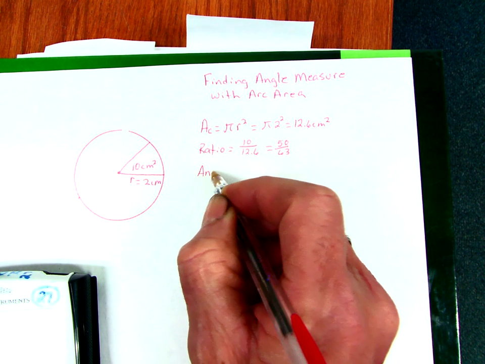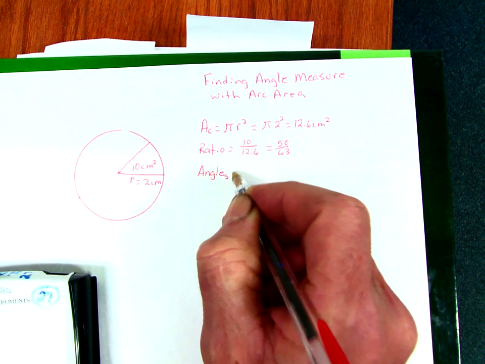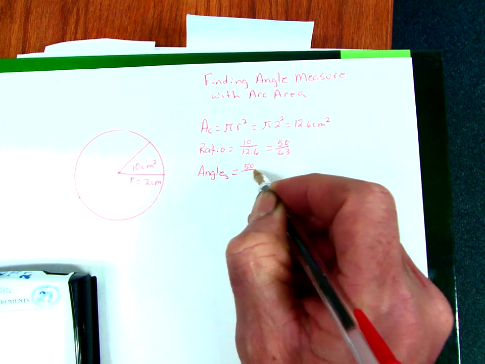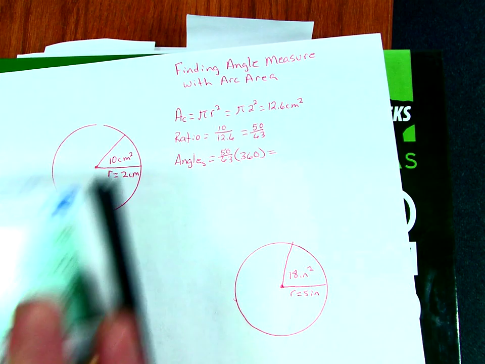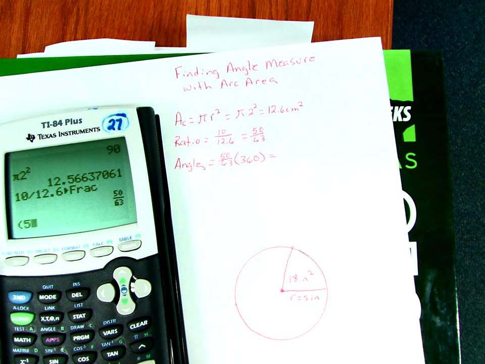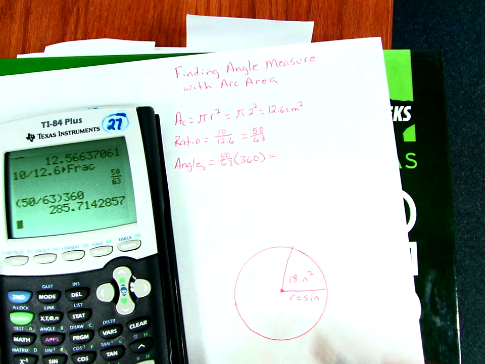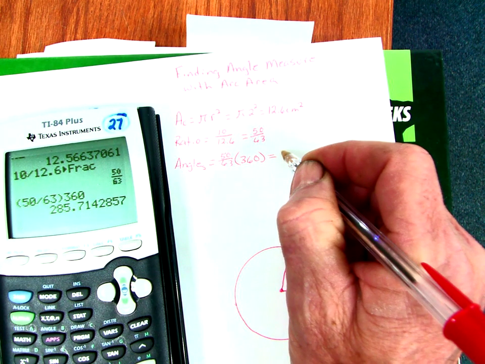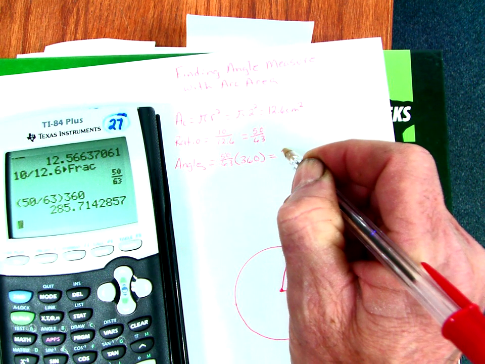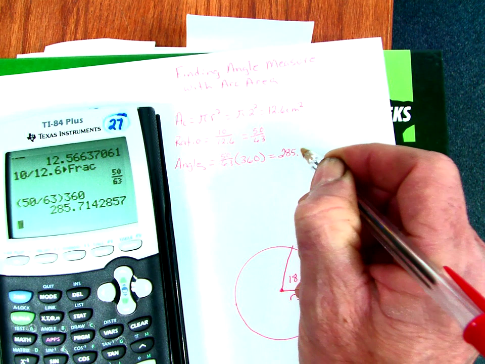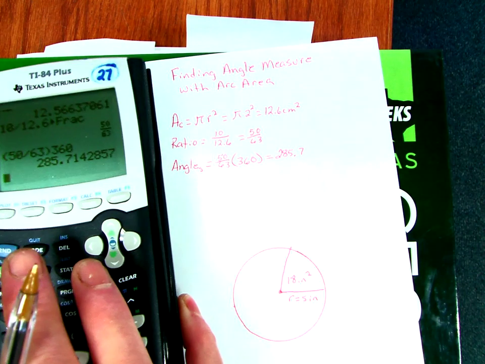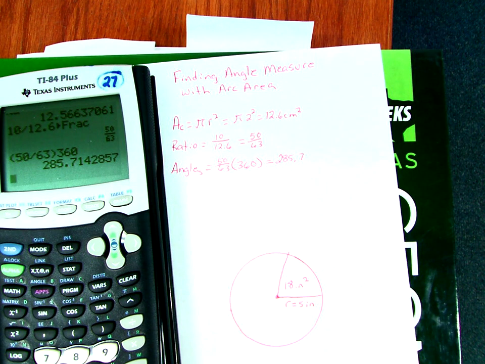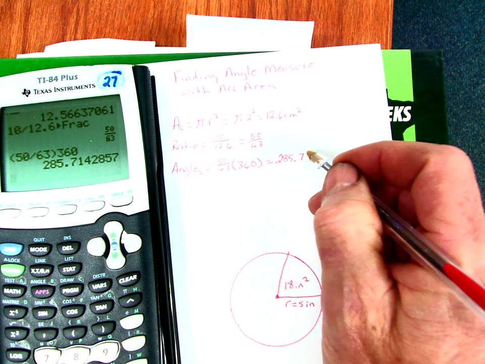So our angle measure for the sector is going to be 50 over 63 times 360. So 50 divided by 63 times 360. So 285.7. I know it doesn't look like that. Degrees.